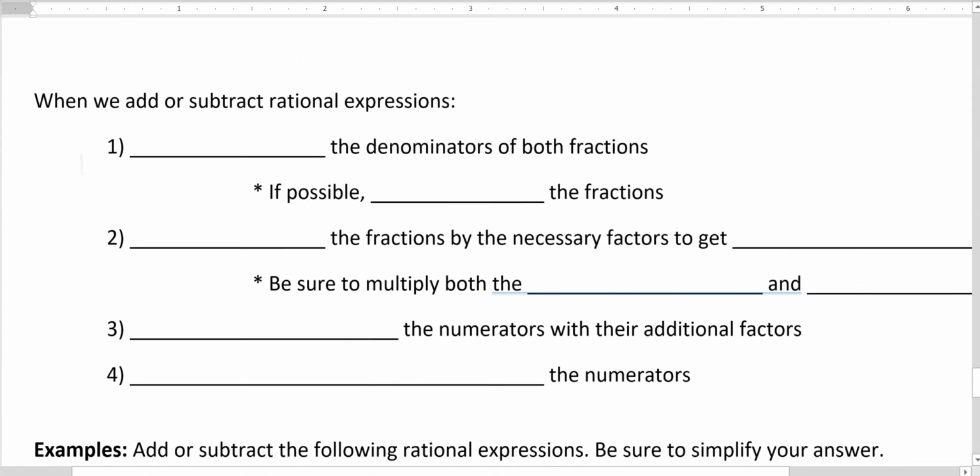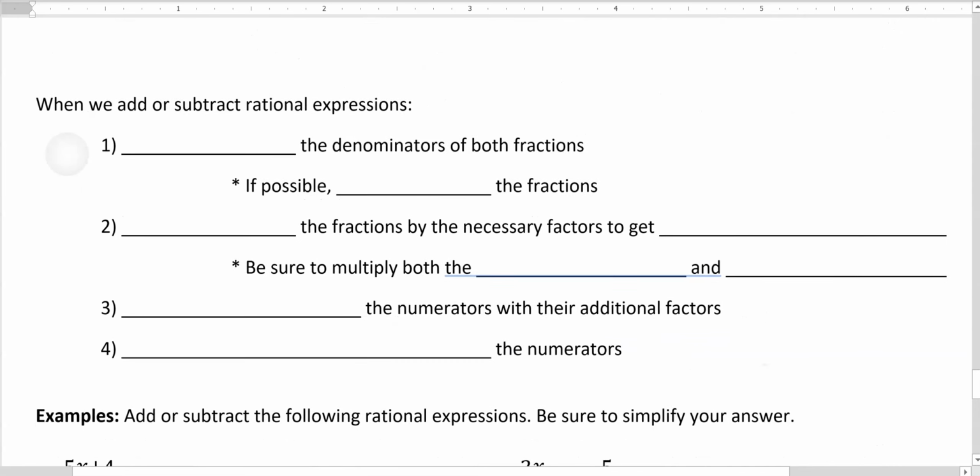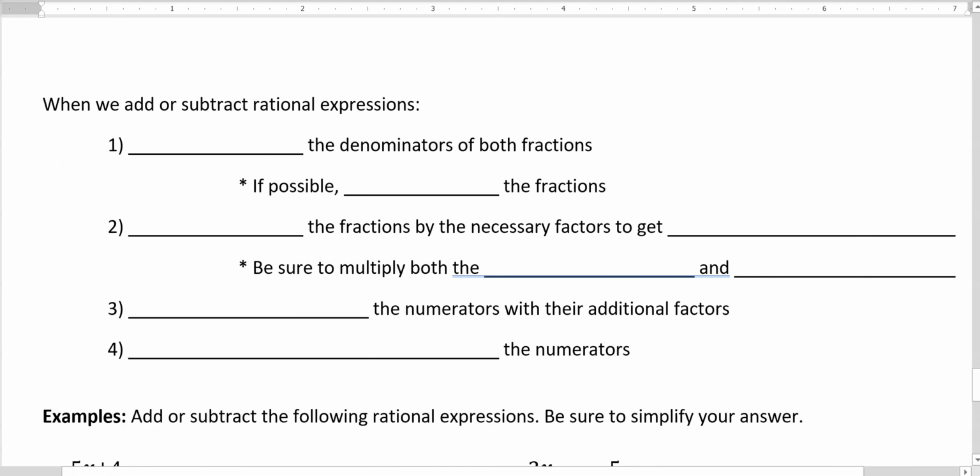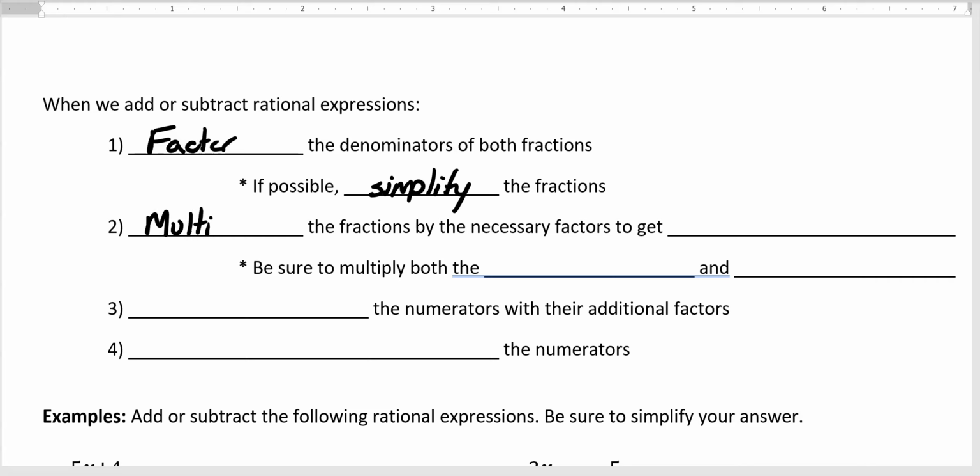So when we add or subtract rational expressions, a little more fun process here. The first thing we're going to do is factor the denominators of both fractions. And if possible, simplify the fractions. Maybe there's something that divides out. That'd be nice. All right, then we're going to multiply the fractions by the necessary factors to get common denominators. And it's important that we multiply both the numerator and the denominator.